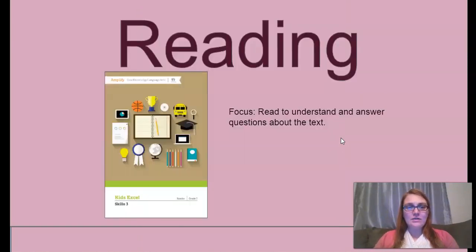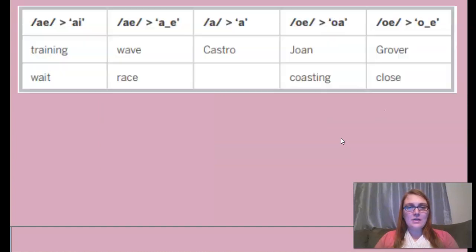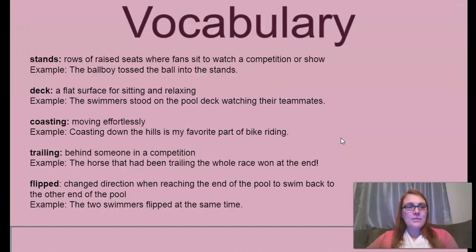Okay, our text for today, we're still reading Kids Excel. We have AI words, training and wait, A space E words, wave and race, A words, Castro, their last name, OA, Joan and coasting, O space E, Grover and close.